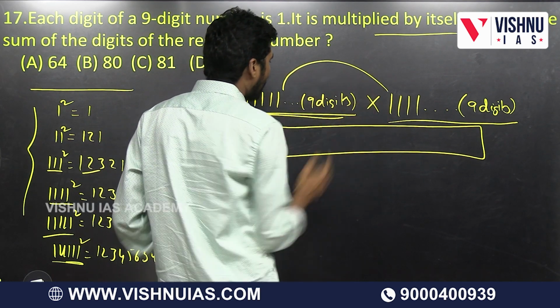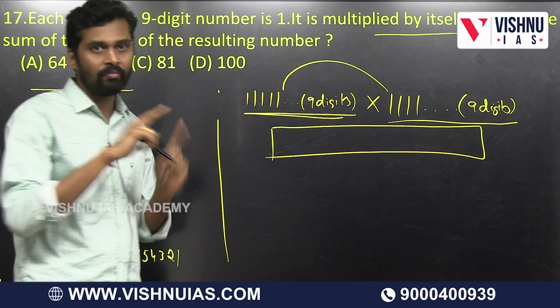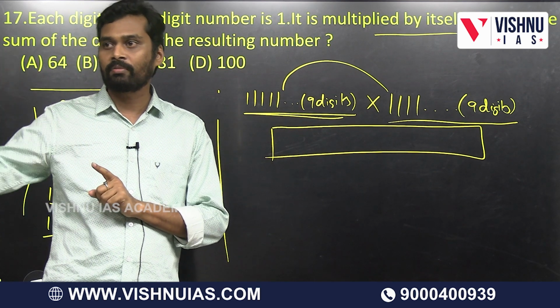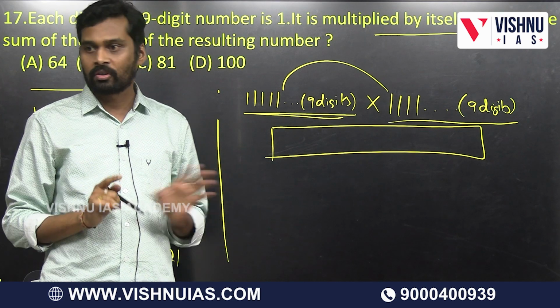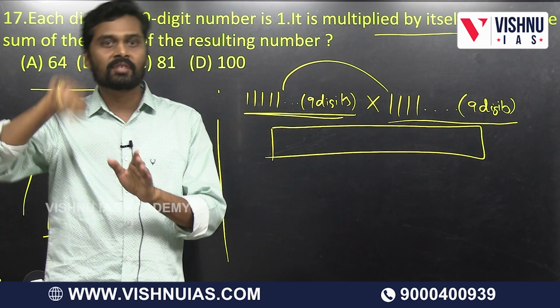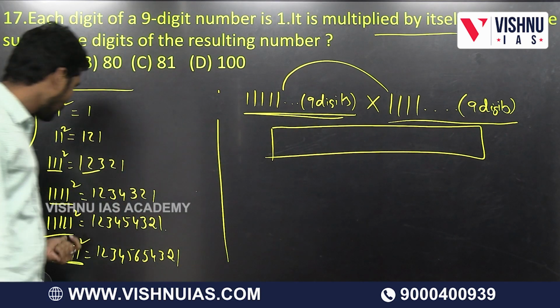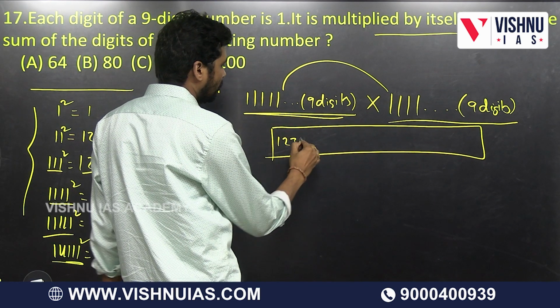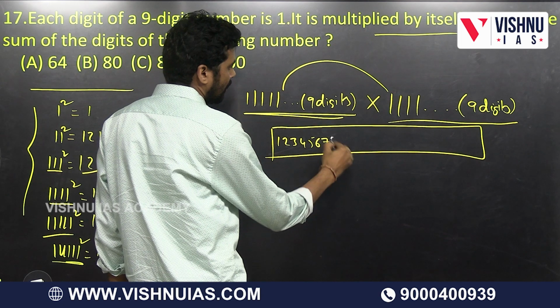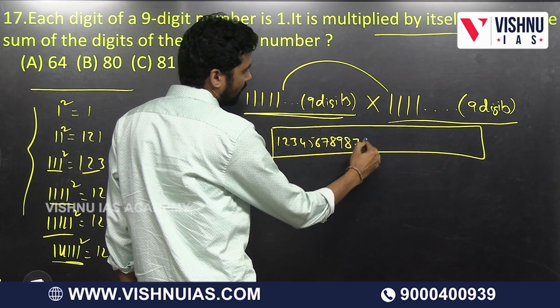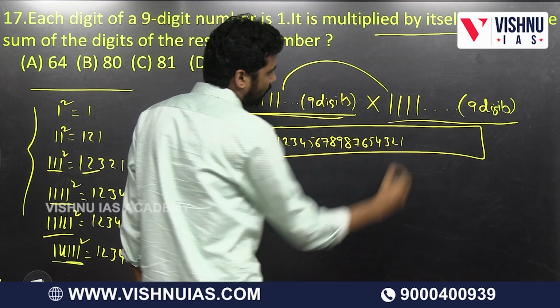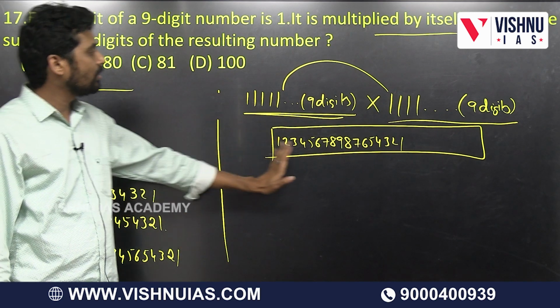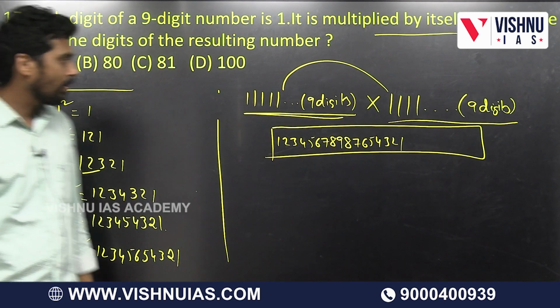So you are multiplying 1 1 1 1, that 9-digit number, again with itself, which means the square of the number. If all the digits are 1 and you find the square of this number, what is the value we'll get? 1 2 3 4 5 6 7 8 9 8 7 6 5 4 3 2 1, right? So we need to find the digit sum. How do you find the digit sum?